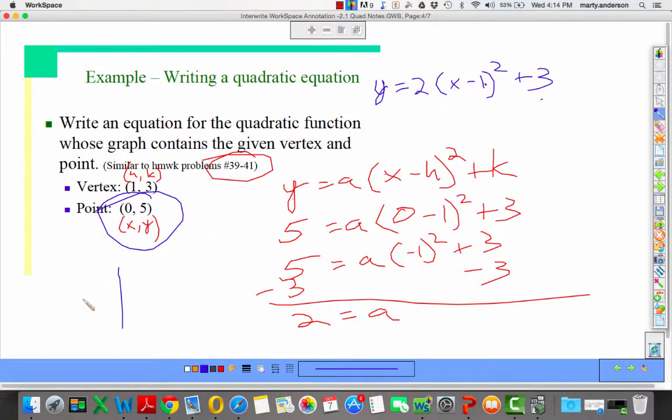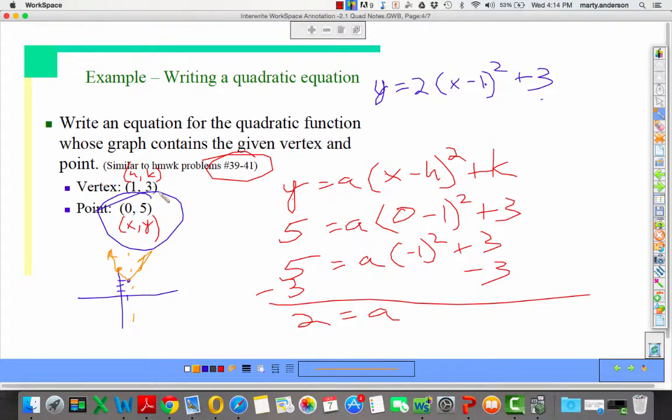What would this look like on a graph? 1, 3 is here. And then 0, 5 is up here. Well, I have an axis of symmetry. I have another point. We go up, and we're good to go. So our minimum value is going to occur at 1, 3, or at x equals 1, y equals 3. The minimum value is 3.